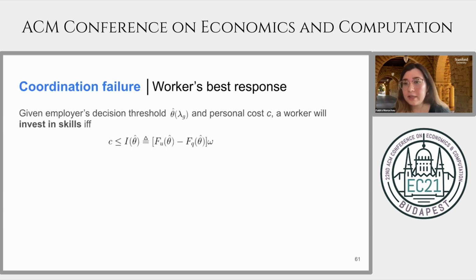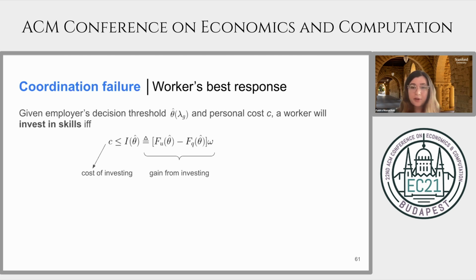So what about the worker's decision? Workers also make decisions. At equilibrium, the worker will know the employer's decision threshold, and they will also know their personal cost of investment. Remember that each of them has a cost C. They will look at their utility from the two options: should I invest or not invest in skills? It turns out that the worker will find it optimal to invest if and only if this function I, which represents the gains from investing and is a function of the employer's decision threshold, is at least equal to the cost of investing.